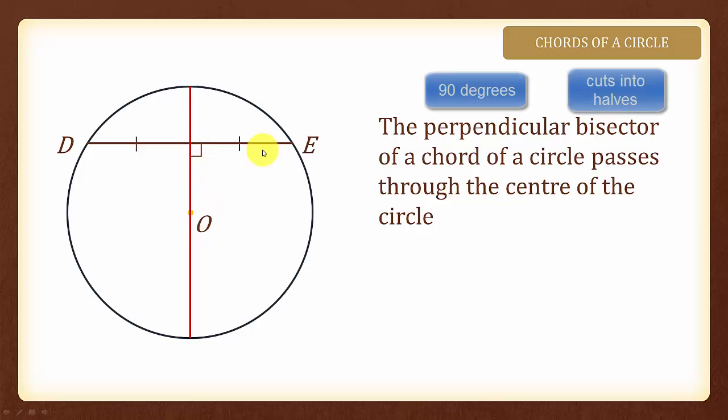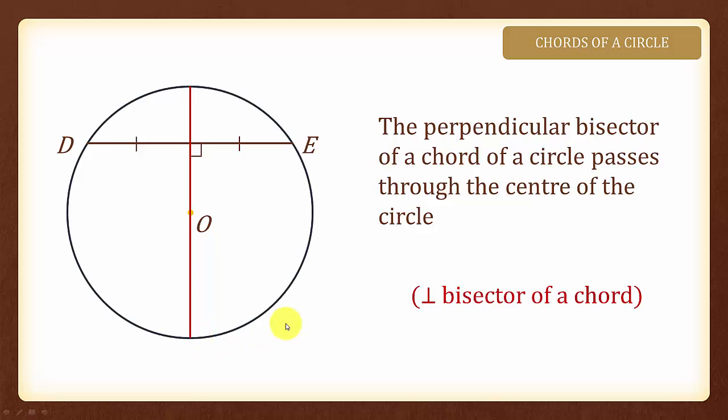To recap, the perpendicular bisector of the chord DE means that it is a 90 degrees line that cuts the chord DE into half. And this 90 degrees line that cuts the chord DE in half passes through the center of the circle. And we call this property the perpendicular bisector of a chord.